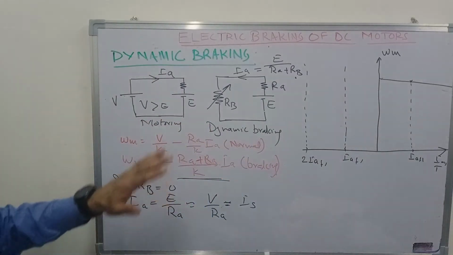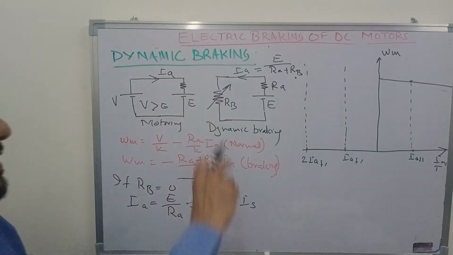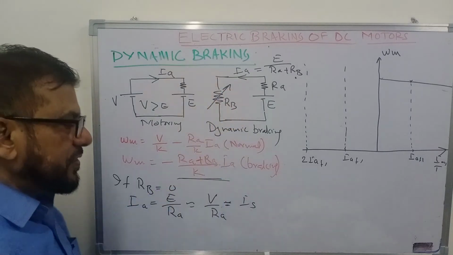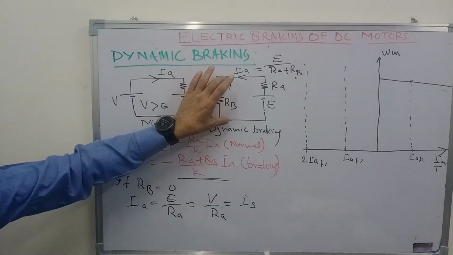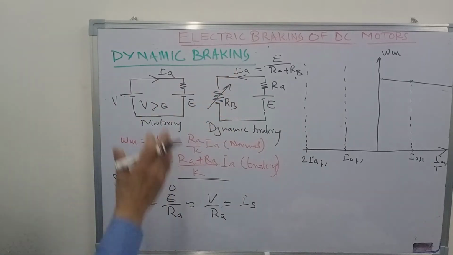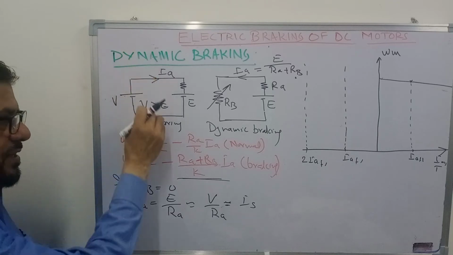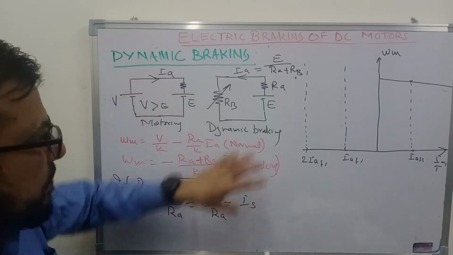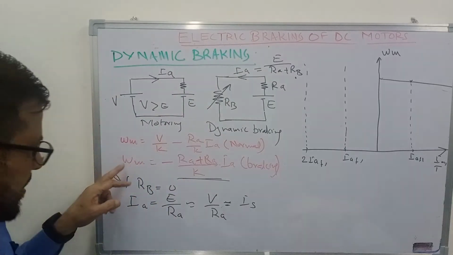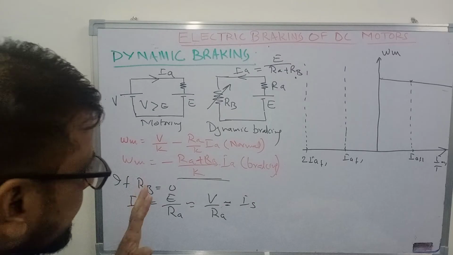So that is why, instead of directly short circuiting it, we connect a resistance here such that the current is within the safe limits. So this braking resistance is connected. What you have to do is simply remove this supply and short circuit or connect a resistance RB across the armature terminals. So this will change the equation for the speed, and it will become like this. So how will the characteristic change?